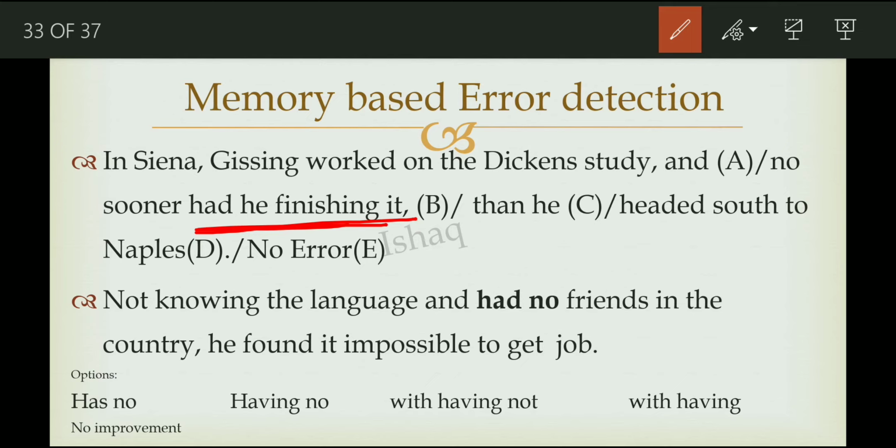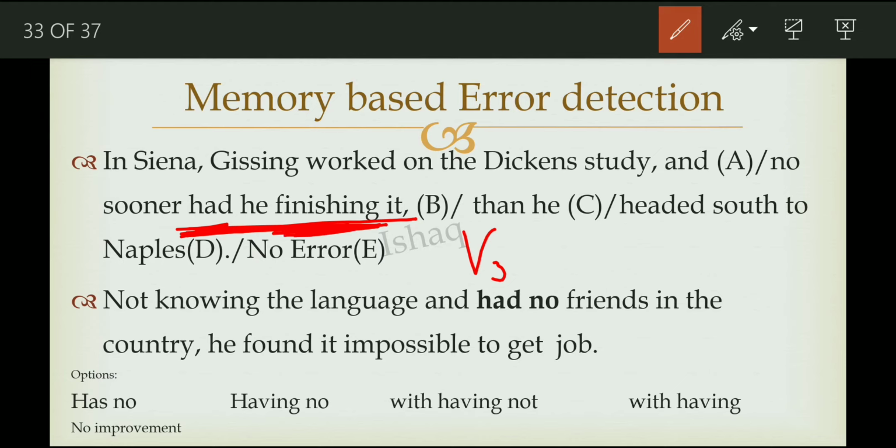Nowhere else have we seen any other have forms, only had, right? That is why I have underlined this. We are in the topic where we are discussing have forms, and we have seen only one have form, which is had. And then we see had he finishing it. So simply, after using a have form, the main verb should be V3, which is finished. So your answer should be finished.